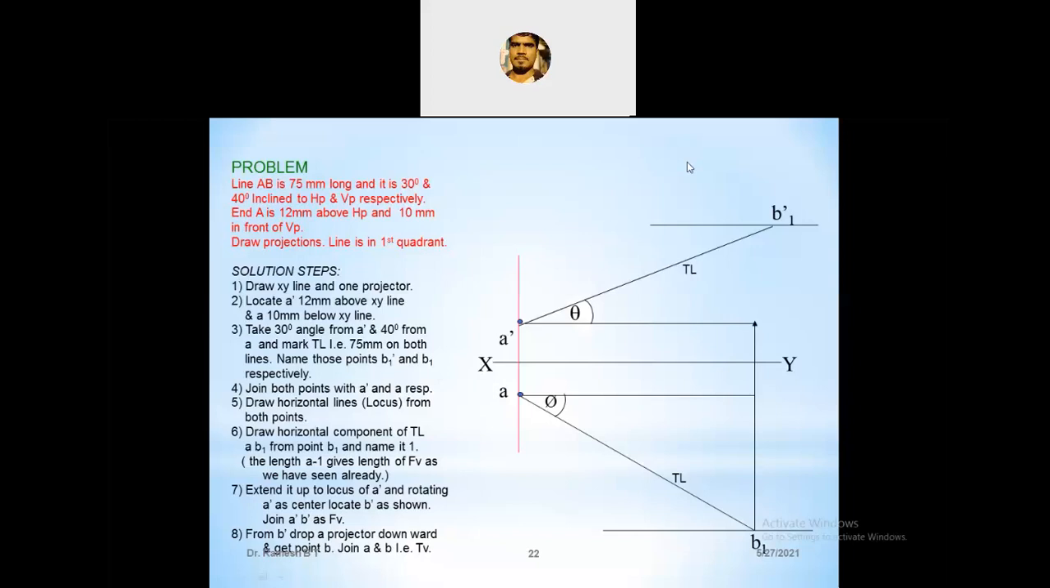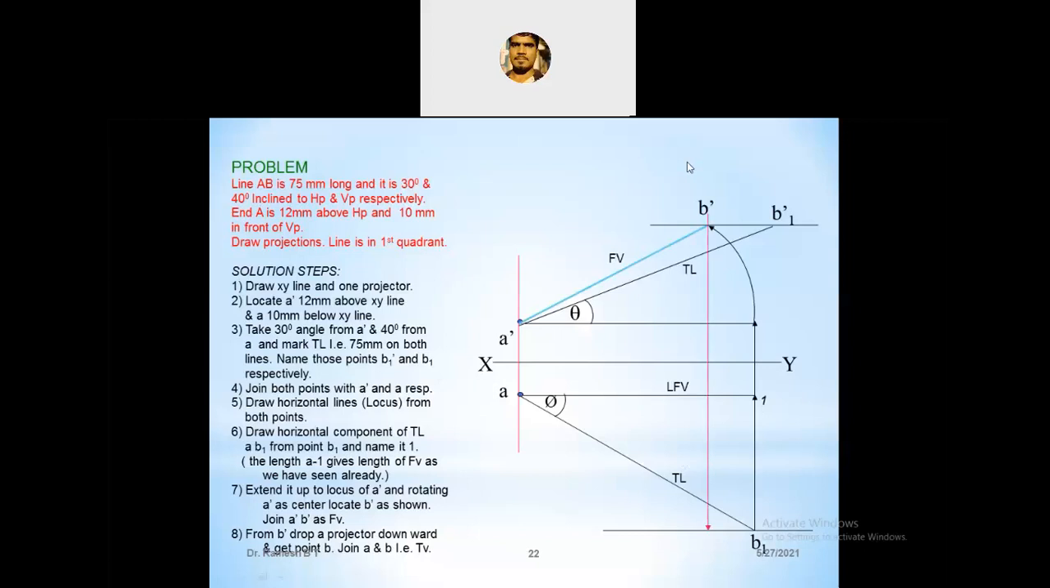Once you get the true length, then you have to project. Project up to the A dash locus, then you will get one intersection point. Take that A dash and the intersection point as the radius in the compass, and draw the arc up to the B dash locus. It will intersect and you will get one point. Name it as B dash, and join A dash and B dash. That will become the front view, the apparent length.